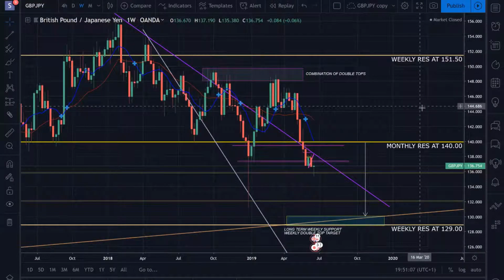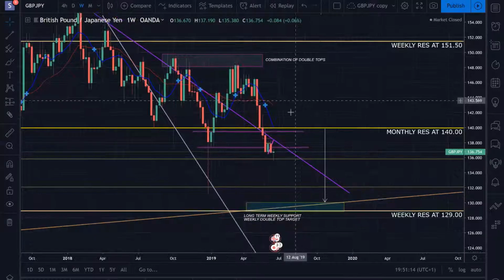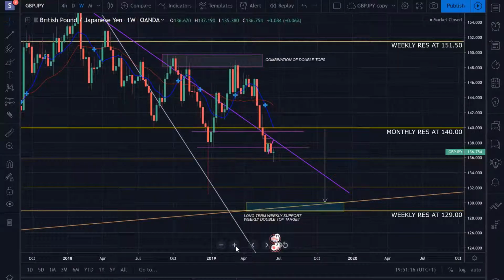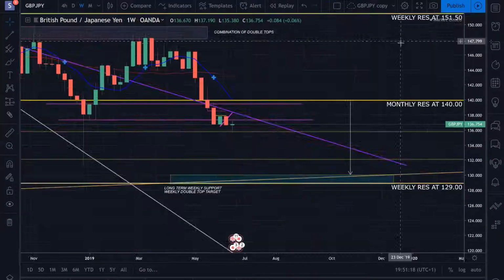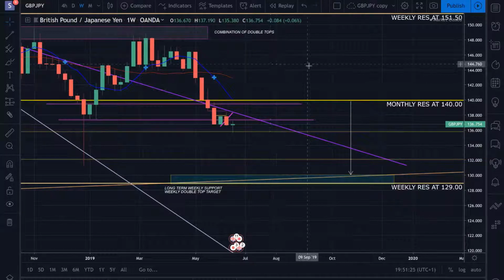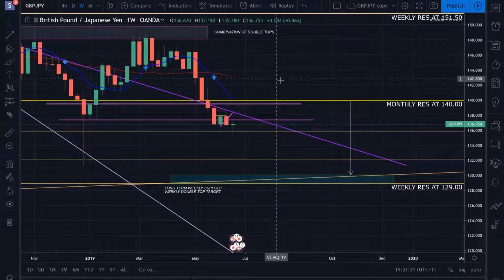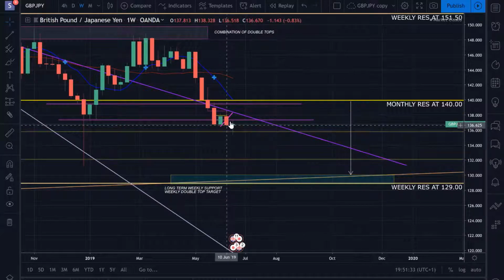So this is our pound yen. Now, if you remember 2 weeks ago, the last time I spoke about pound yen, we were up here at 137.94, and I predicted us to push up towards previous support before the decline.